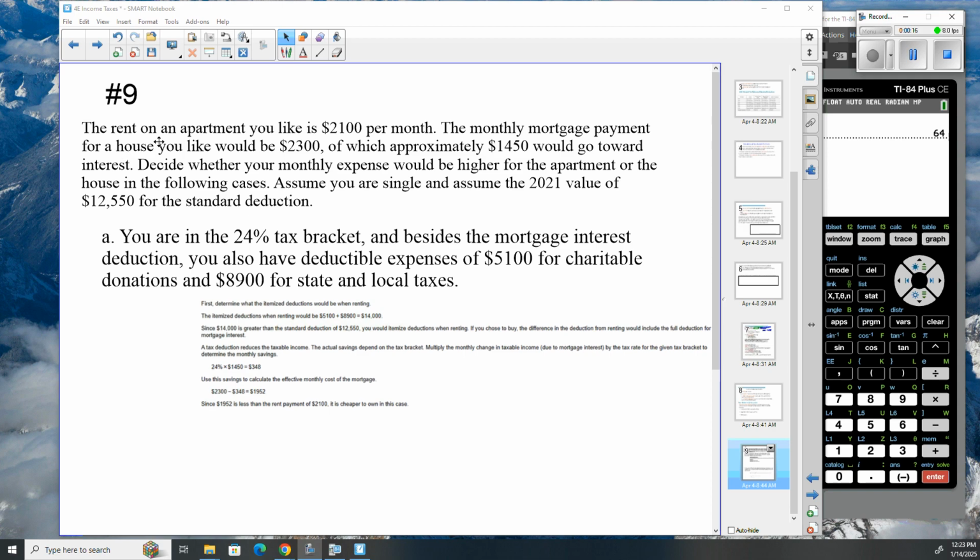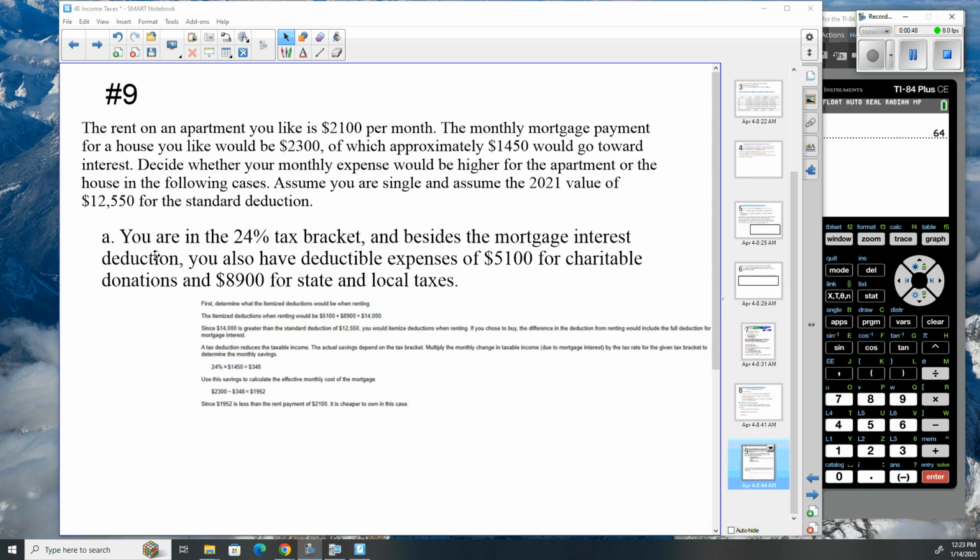It says the rent on an apartment you'd like is $2,100 per month. The monthly mortgage payment for a house you would like is $2,300 a month, of which approximately $1,450 would go towards interest. Decide whether your monthly expenses would be higher for the apartment or for the house in the following cases. Assume you're single and assume the 2021 value for the standard deduction is $12,550.